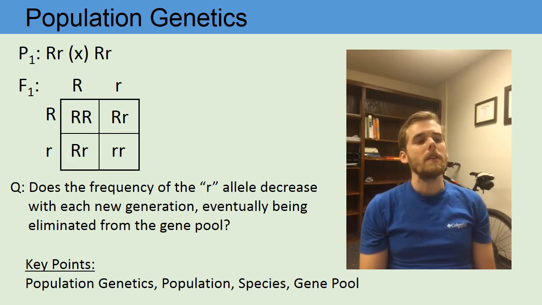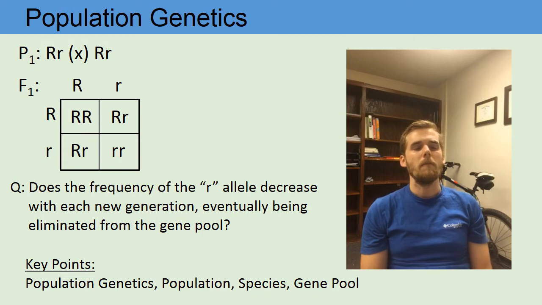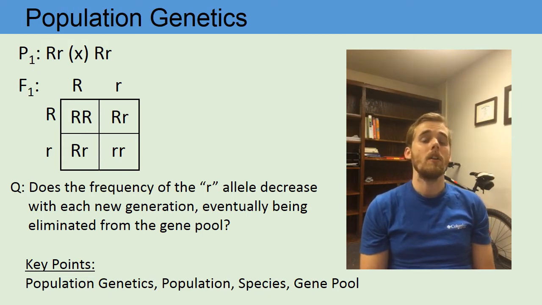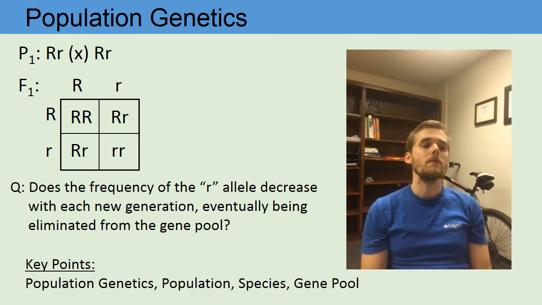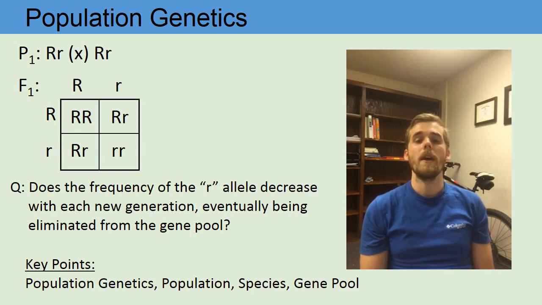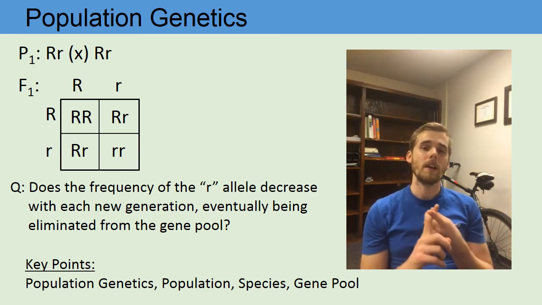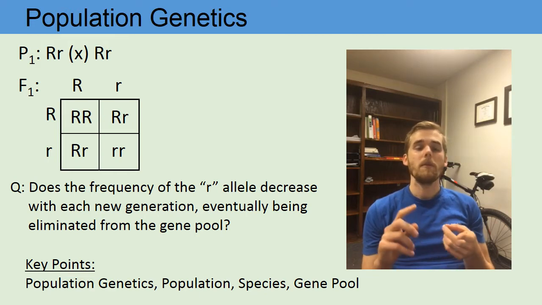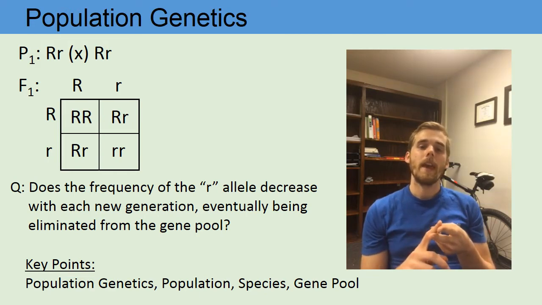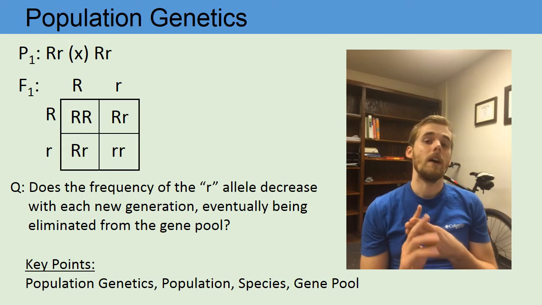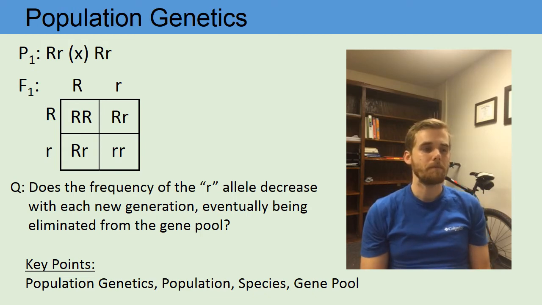So consider the parental generation made up of 2 heterozygotes, big R little r and big R little r. So both of these individuals express the dominant trait. So if they were to reproduce, the F1 generation would be made up of 25% homozygous dominant individuals, 50% heterozygous individuals, and only 25% homozygous recessive individuals.